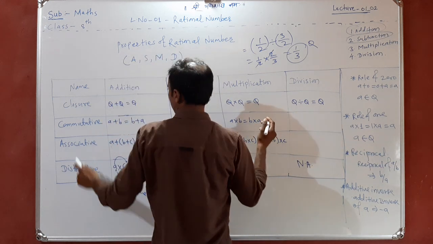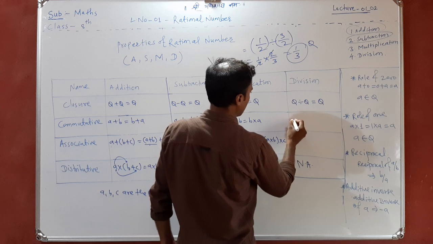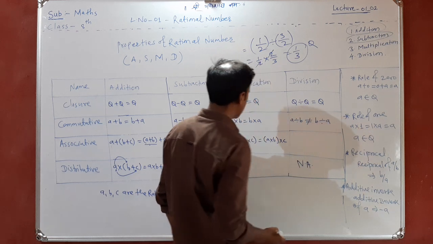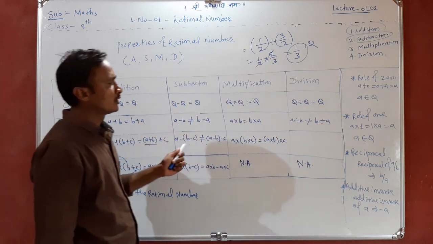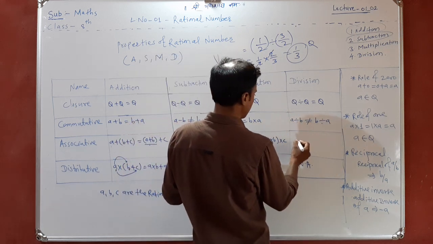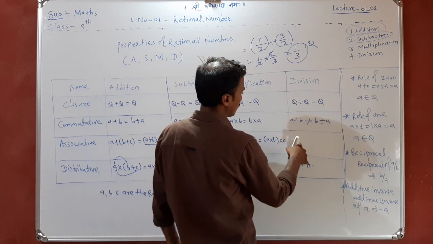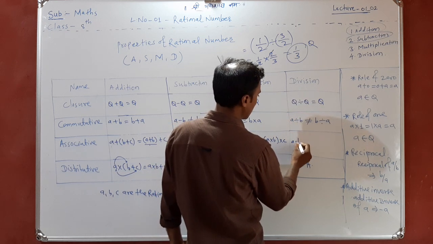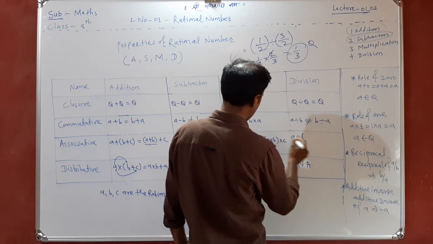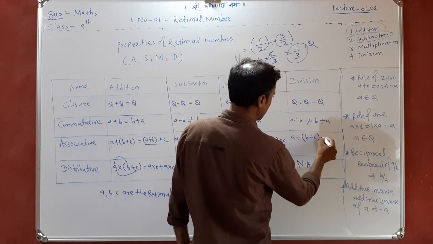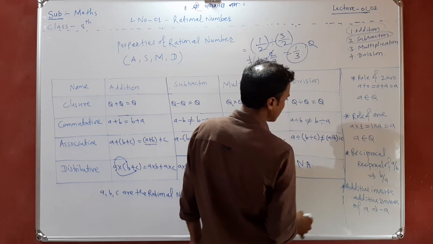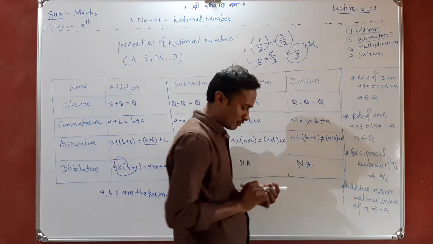But see next, the commutative property for division: a divided by b is not equal to b divided by a, meaning the commutative property does not hold for division. Then last here remains the associative property for division: a divided by b divided by c is not equal to a divided by b, divided by c, meaning this property is false.